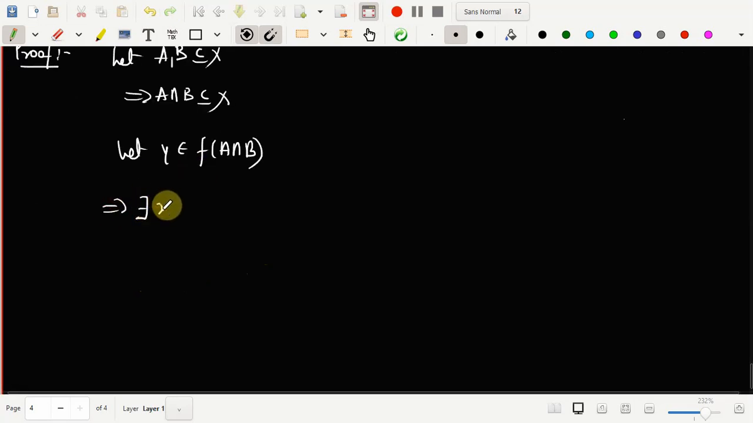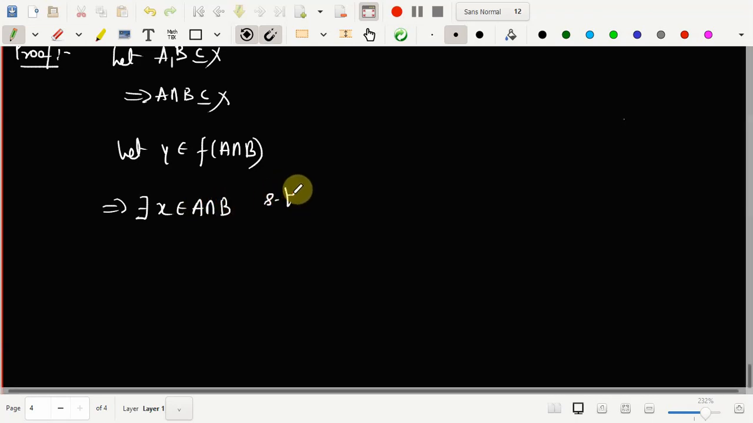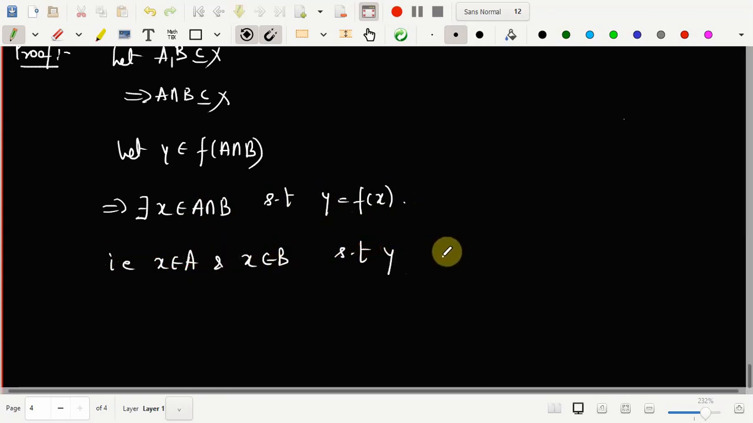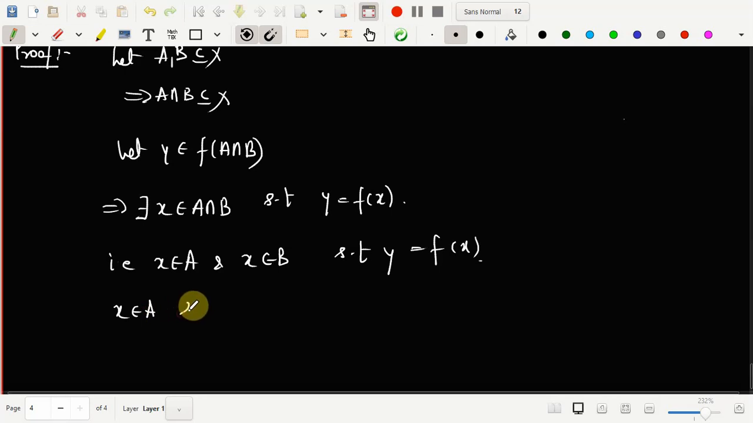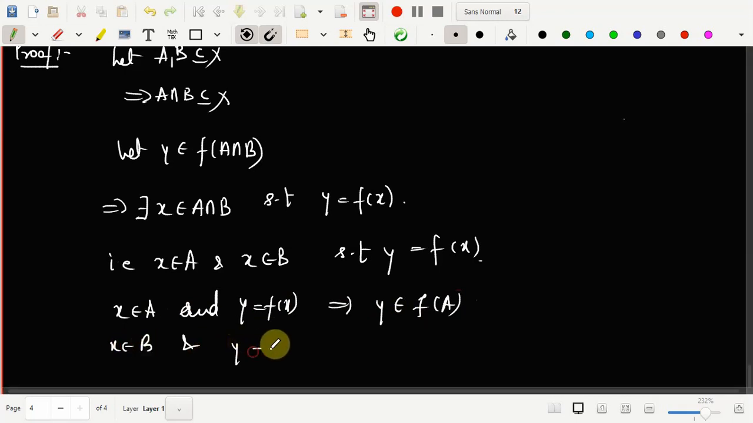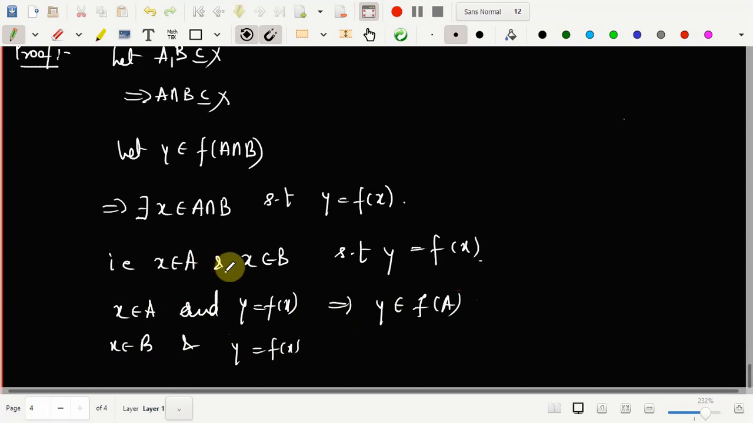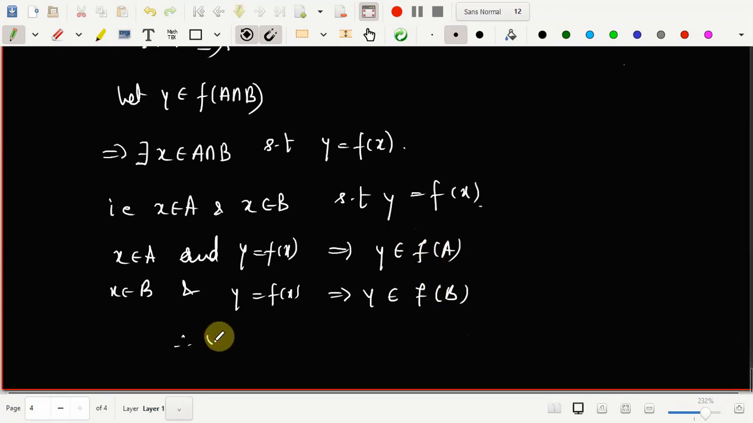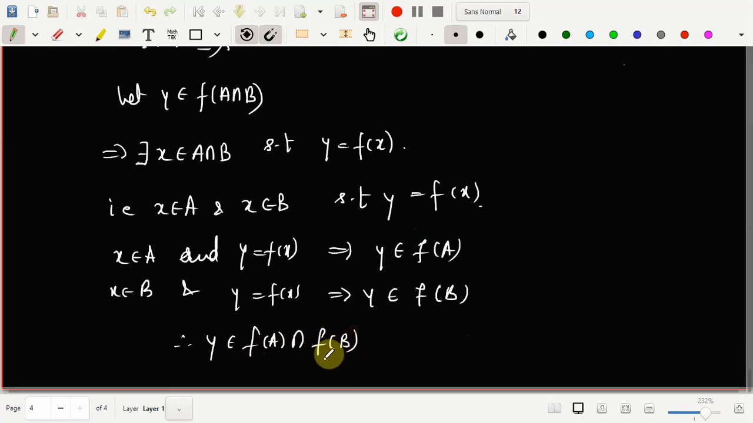This would mean that there exists x in A intersection B such that y is equal to f of x. That is, x belongs to A and x belongs to B such that y is equal to f of x. If I split this now, x belongs to A and y is equal to f of x, then this would imply that y is in f of A. And again, x belongs to B and y is equal to f of x, both will happen because there is an and. Then this would imply that y is in f of B, and from here we see that y belongs to f of A as well as f of B, and therefore y belongs to f of A intersection f of B. So this proves that f of A intersection B is contained in f of A intersection f of B.